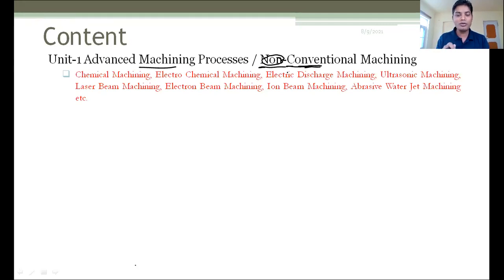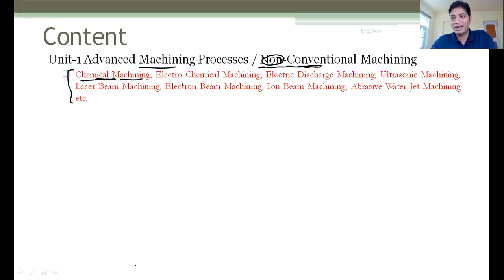Okay, till now, what we have studied previously is that material is removed due to mechanical operations, but in these processes the material is not removed due to mechanical operations. Now how the material is removed, that I'm just briefing. First of all, we will start with chemical machining operations in the next class. That is our first operation, chemical machining.